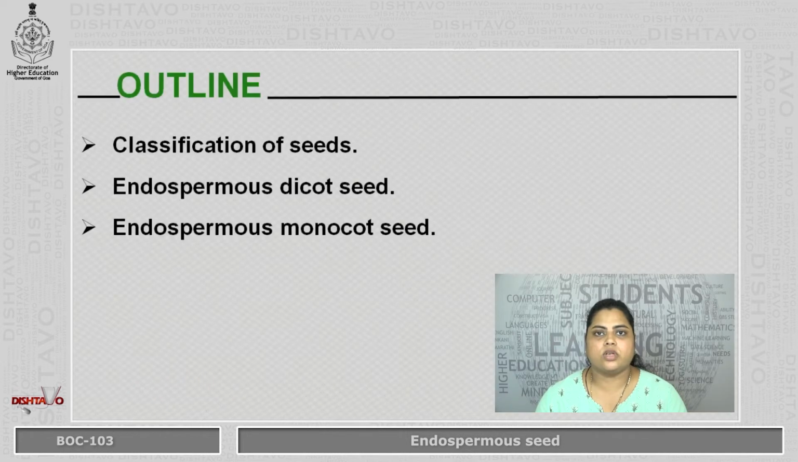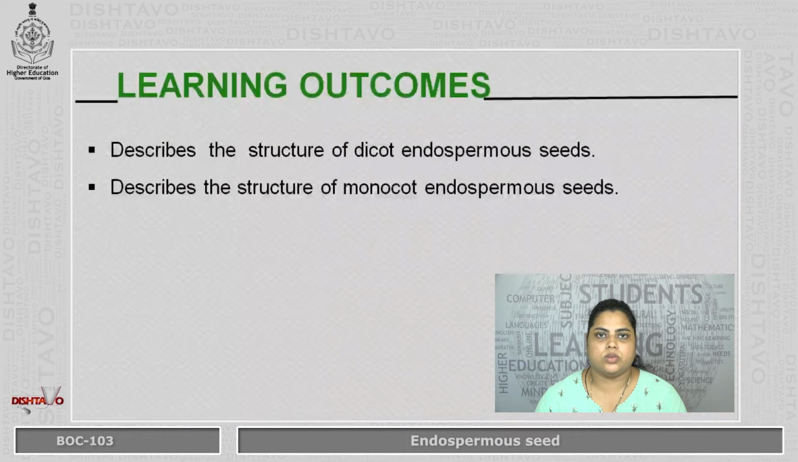This module focuses on the classification of seed, endospermous dicot seed, and endospermous monocot seed. By the end of this module, the student will be able to describe the structure of dicot endospermous seed and describe the structure of monocot endospermous seed.